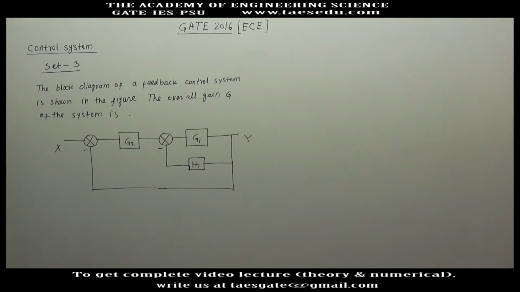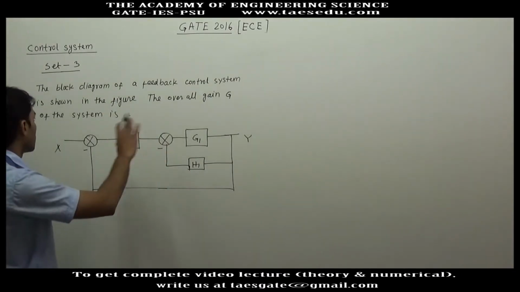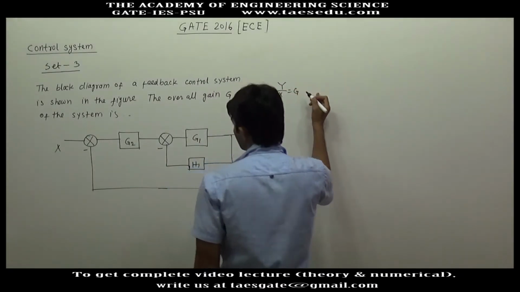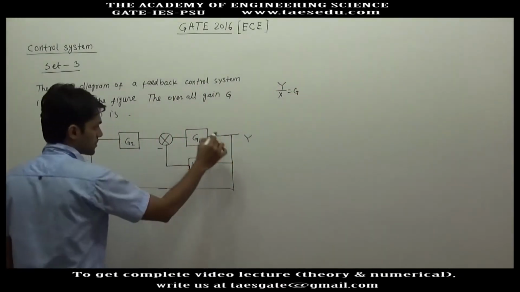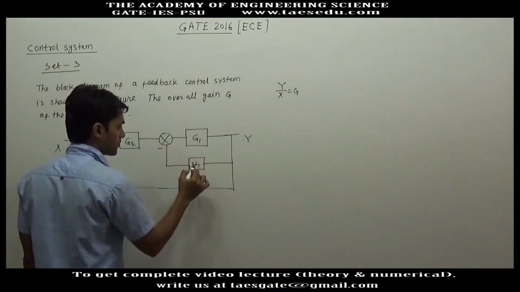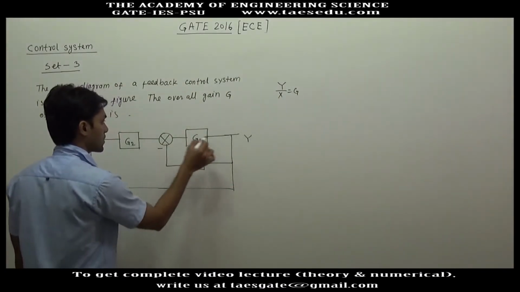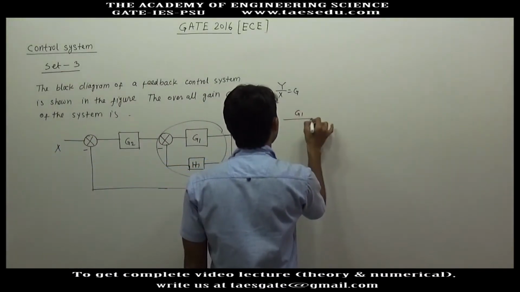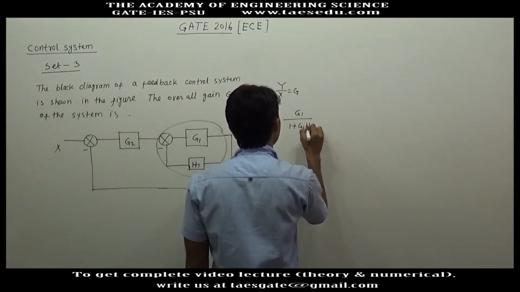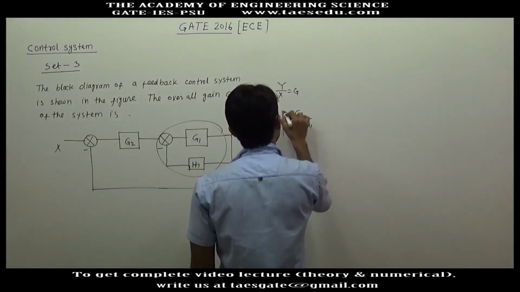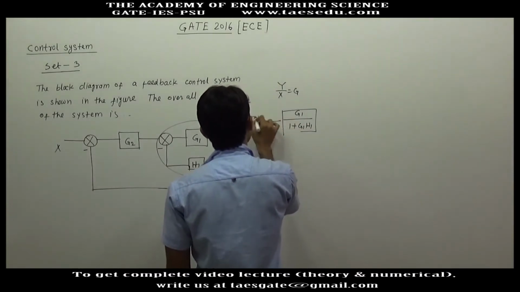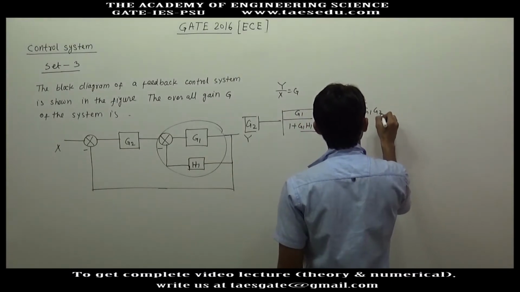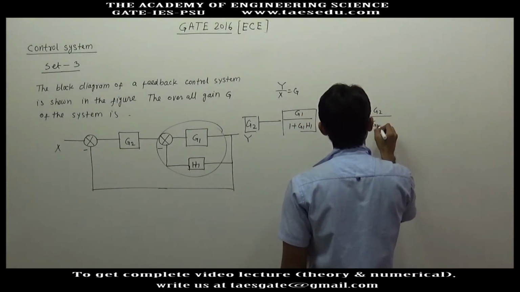Okay, in this system we have to find out the overall gain of this system. The overall gain will be Y divided by X, G. So first, this is a closed loop system with feedback minus H1. So corresponding to this block we will have G1 divided by 1 plus G1 H1. To this block G2 is connected in series, so overall will be G1 G2 divided by 1 plus G1 H1.